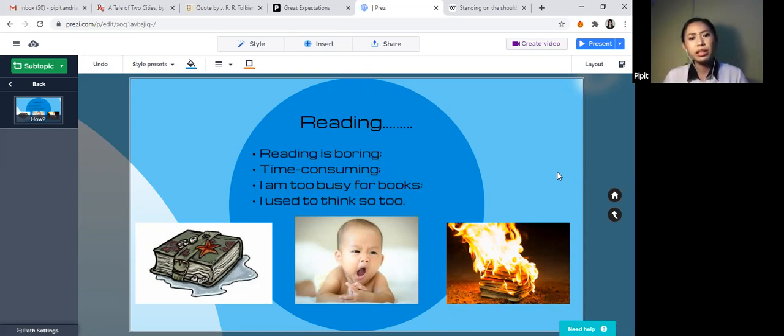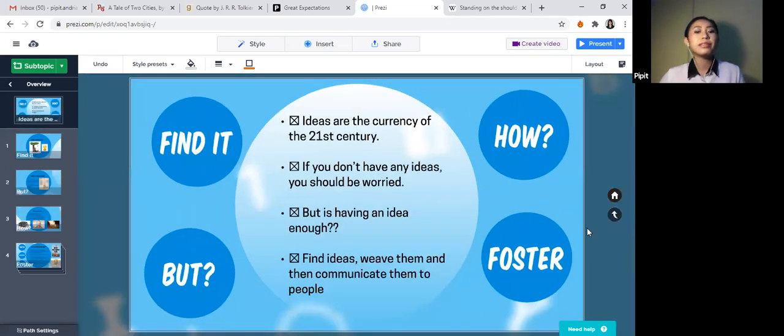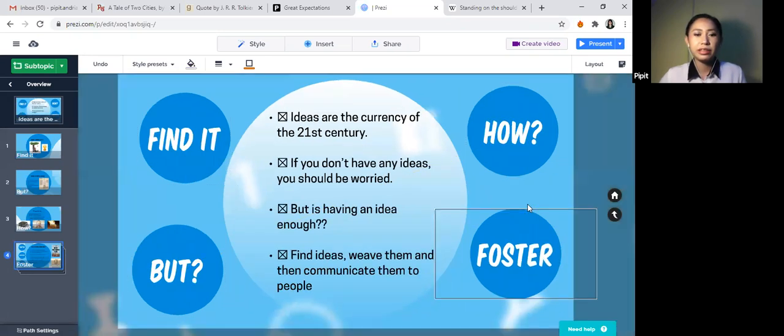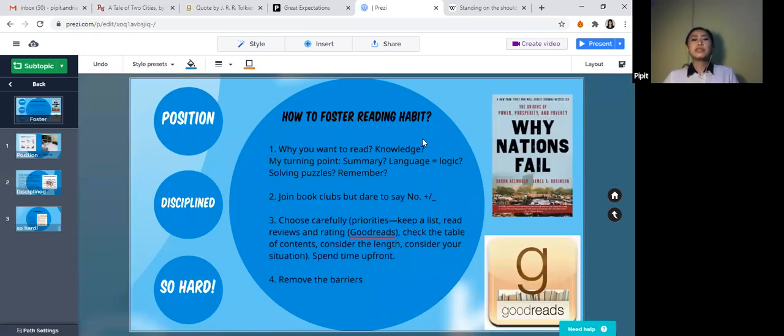A lot of people think that reading is so boring, it's so time consuming. I'm too busy for books. And I used to think that way too. So you're not the only one if you think this way. But something changed my mind, which I will share a little bit later. Right. So this is what I think we should do to be able to foster reading habit.